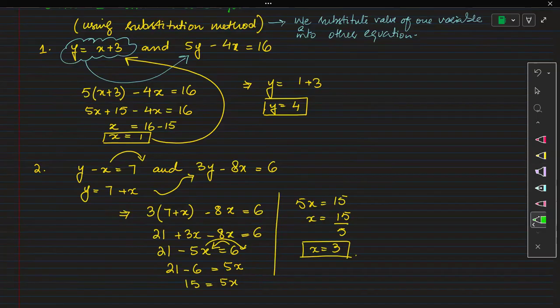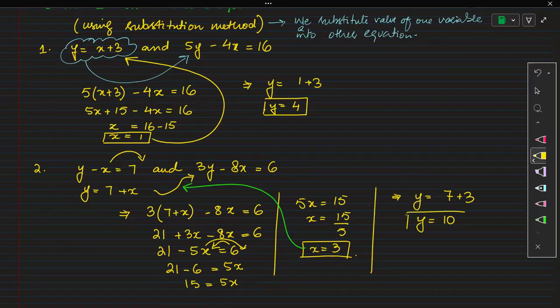Now, again, we have to go back and substitute the value of x in this equation. So we will get y equals 7 plus 3. We will substitute the value of x, which is 3, that we have found out. So y equals 10. So we have found the value of x and the value of y.